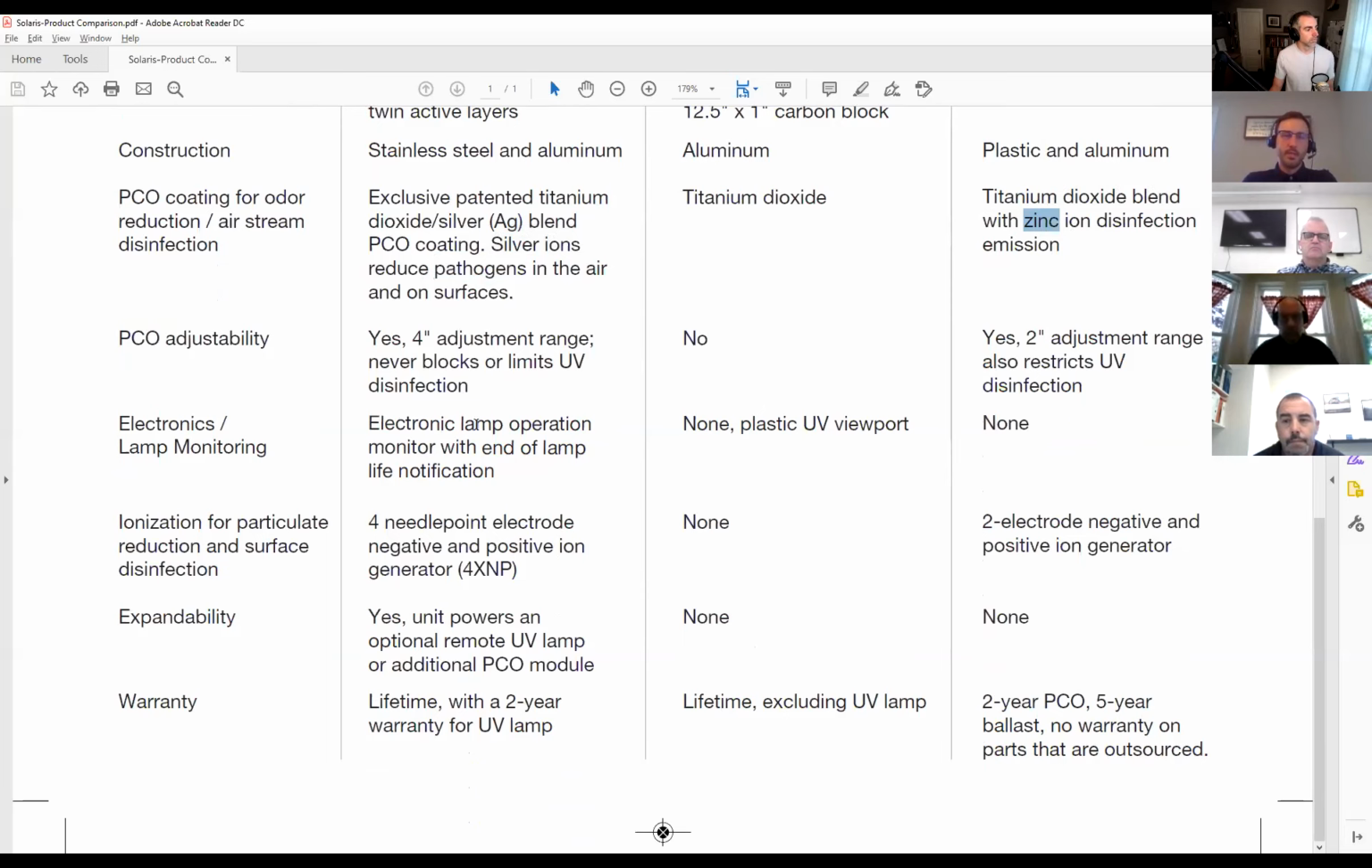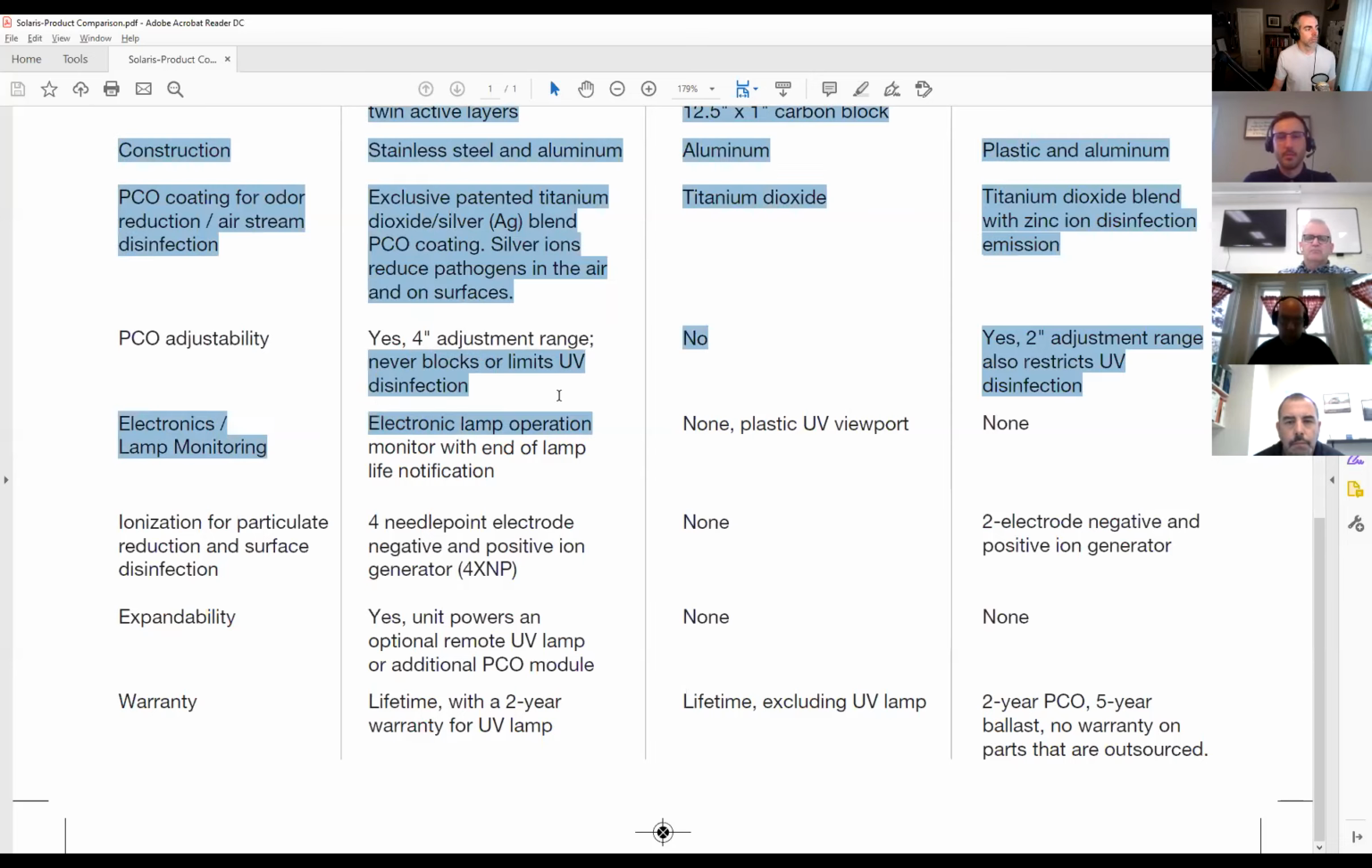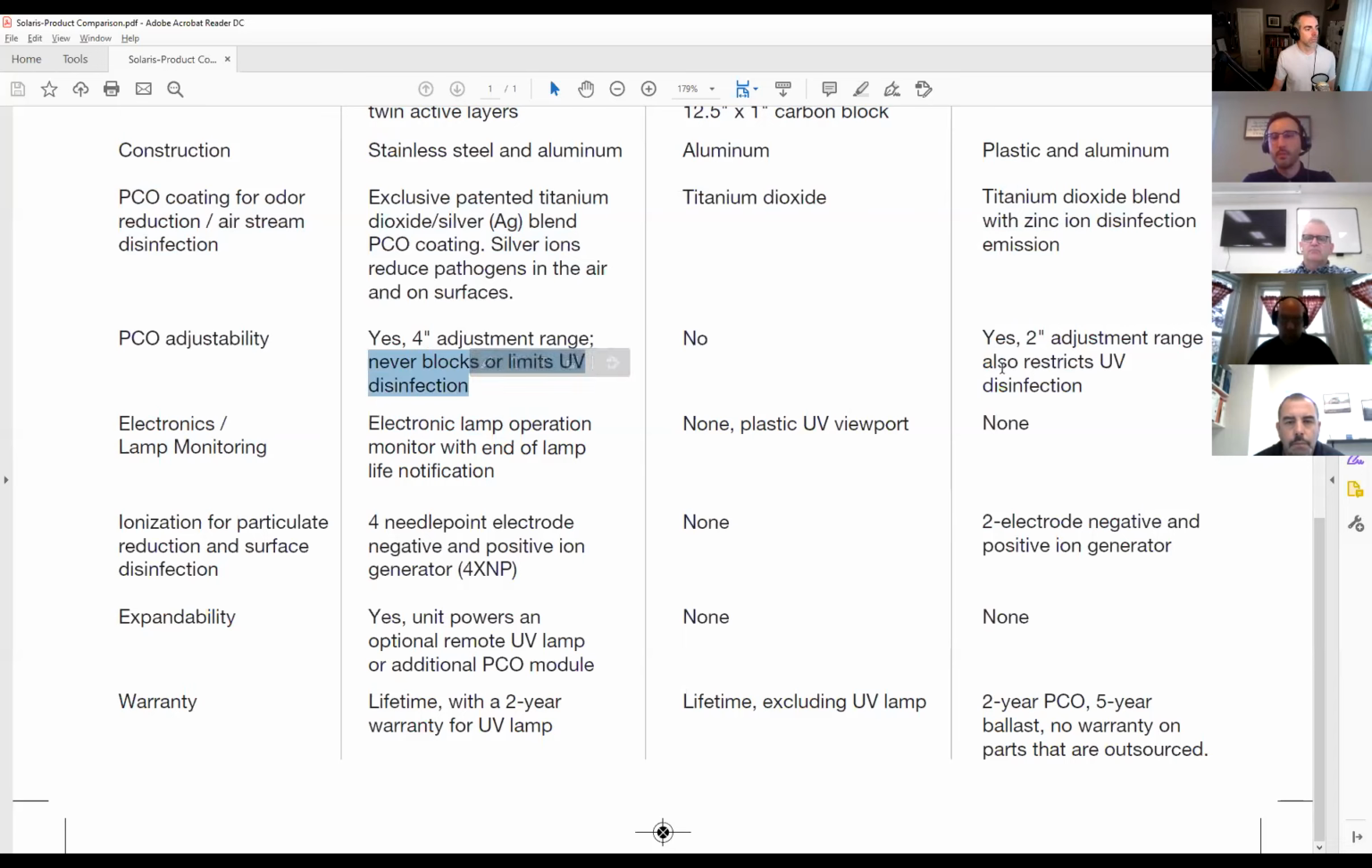PCO adjustability, this is another big one as well. We talked a little bit about how some people are sensitive to ozone. This basically refers to the adjustability of that. Both of ours, you can turn down the PCO on both of ours. Ours allows you to turn it down at a 4-inch adjustment range. Theirs has a 2-inch adjustment range. Now this is where it really becomes more of a big deal. When you turn ours down, it does not limit or block the UV disinfection that's taking place. When you do turn theirs down, it restricts their UV disinfection.